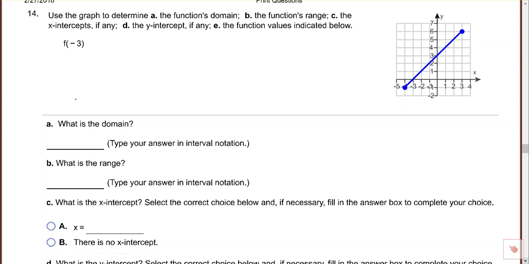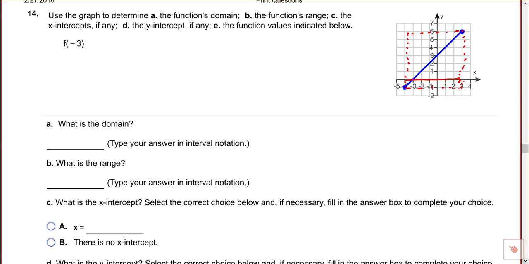Okay, this one says use the graph to determine the function's domain, range, intercepts, and any of the values below. So domain runs from left to right, and it may do you some good, if you have one like this, to draw a little imaginary box around it. Because when you look at the domain of the graph, you're looking at how far that graph runs from left to right along the x-axis. So with regards to the x-axis from left to right, we see that my box goes from -4 all the way over to -3. And it says type this thing in interval notation.